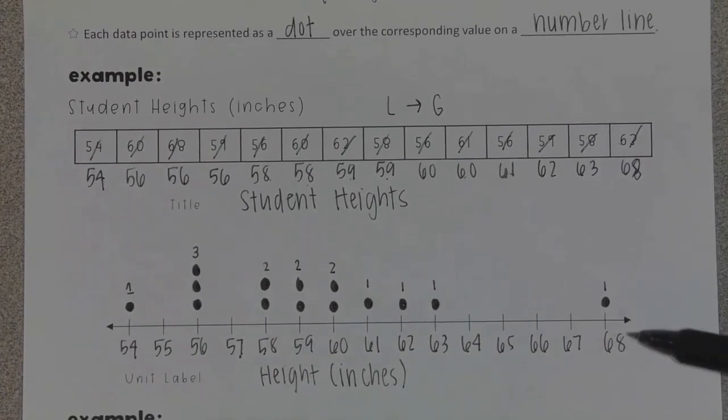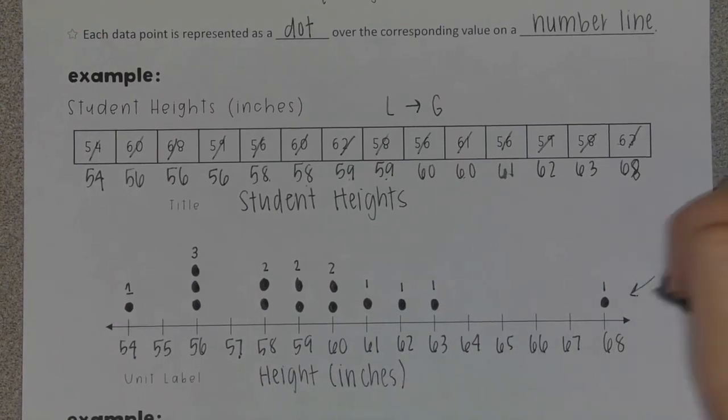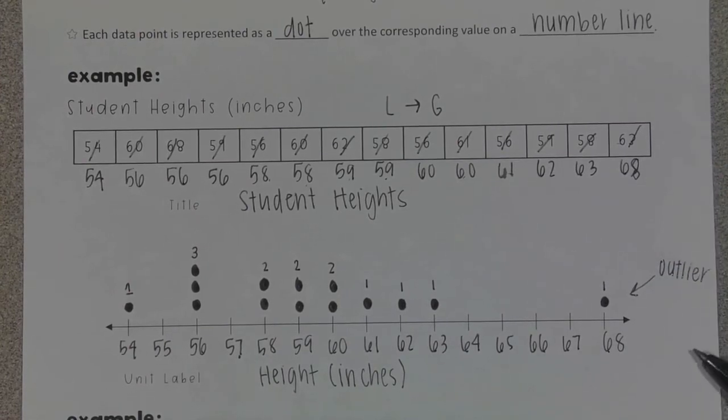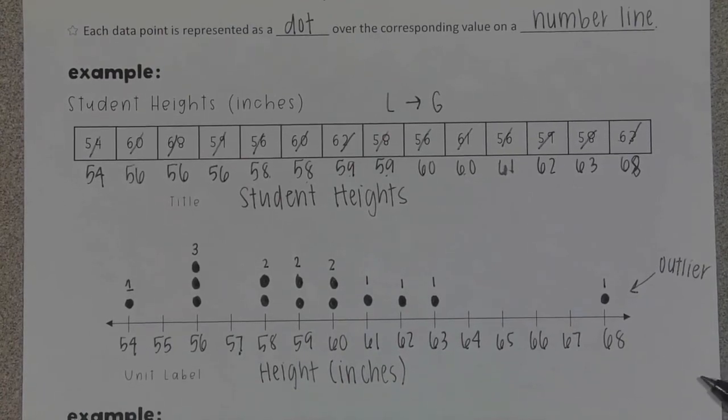Now, 68 over here, see how far it is from the rest of our data? The majority of our data is from about that 56 to 63, 54 to 63. That 68 is an outlier. So we still have a way, and it's kind of more easy to see where our outliers are once we start putting it in graph form.